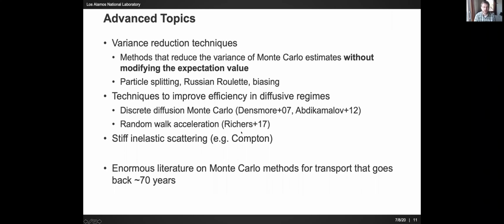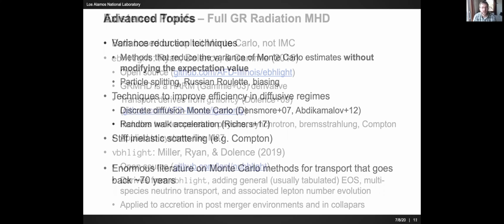There's some schemes that help you deal with stiff inelastic scattering, but this is actually still a problem. No one really has a great scheme for dealing with this sort of issue. So there's lots of stuff out there to look into that might help, at least help, but not completely remove some of those deficiencies that I discussed.